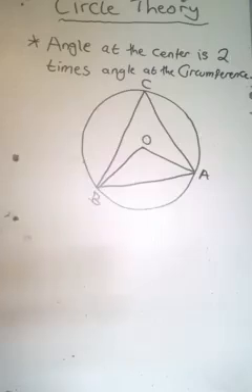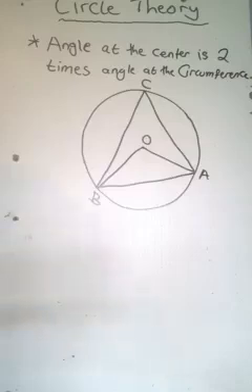Now, this is the third video in the series of videos on circle theory, and we are looking at theorem number 2. Theorem number 2 states that the angle at the center is 2 times the angle at the circumference. So, let's talk about this. What does this theorem mean?